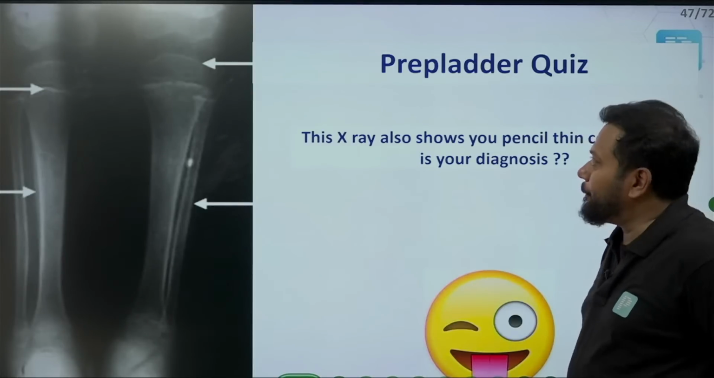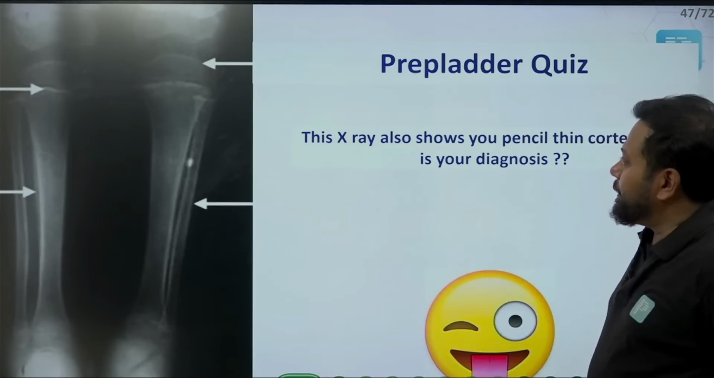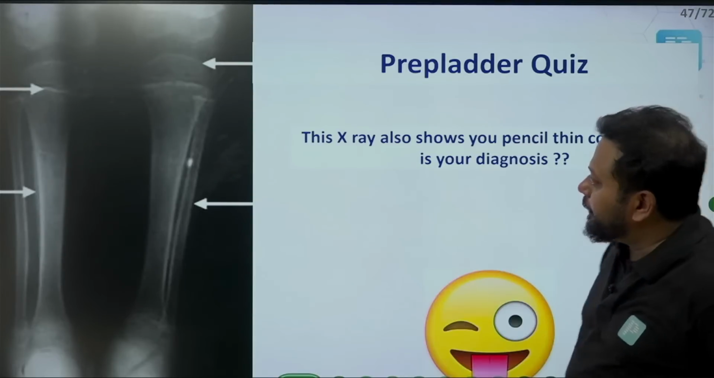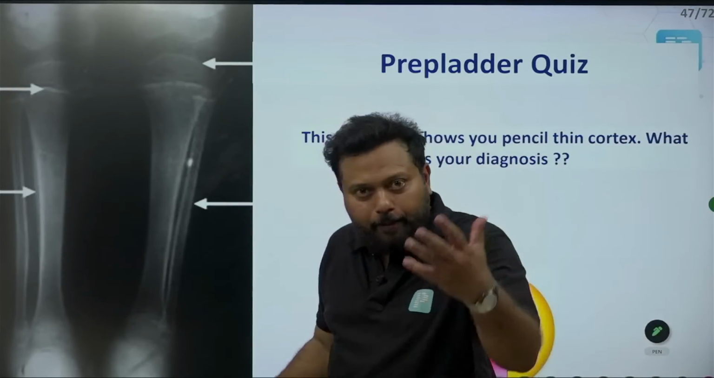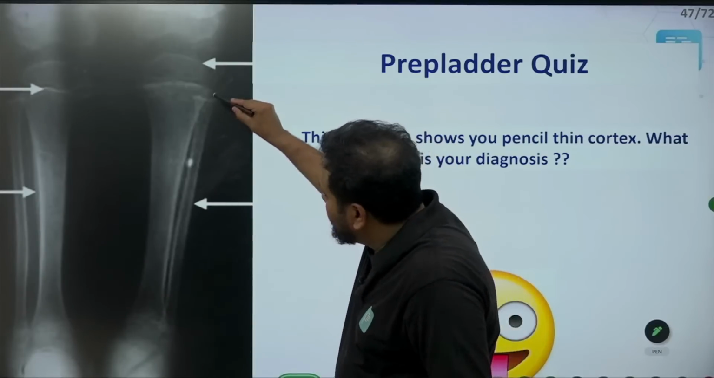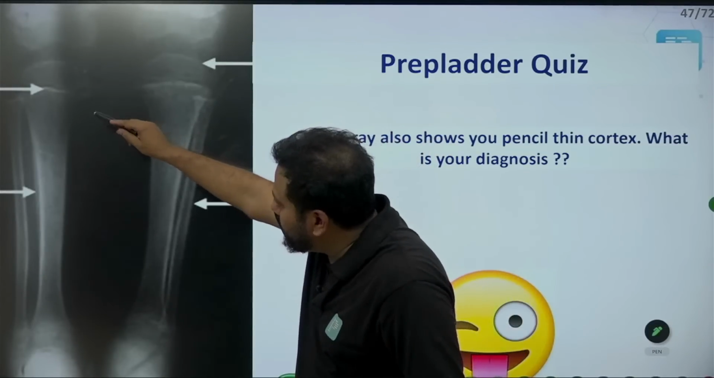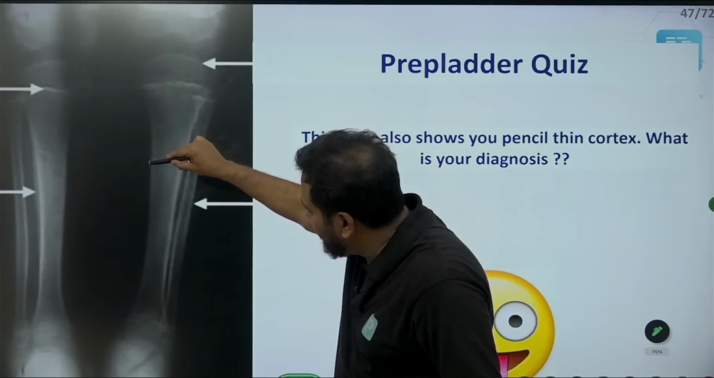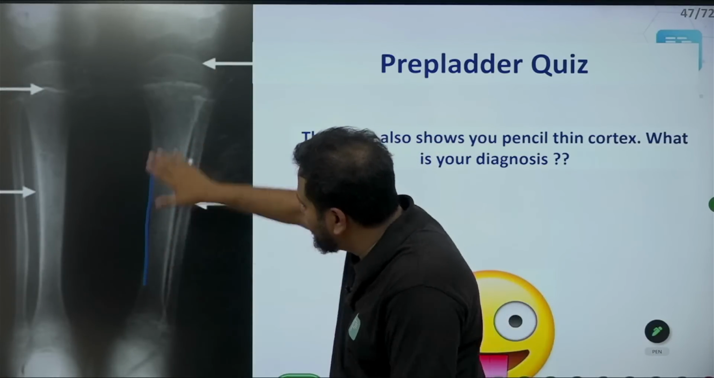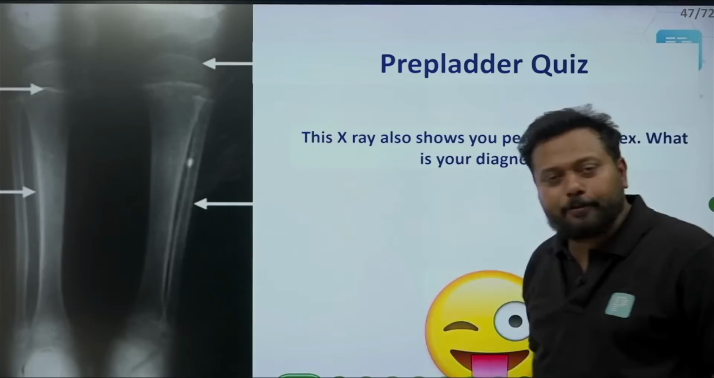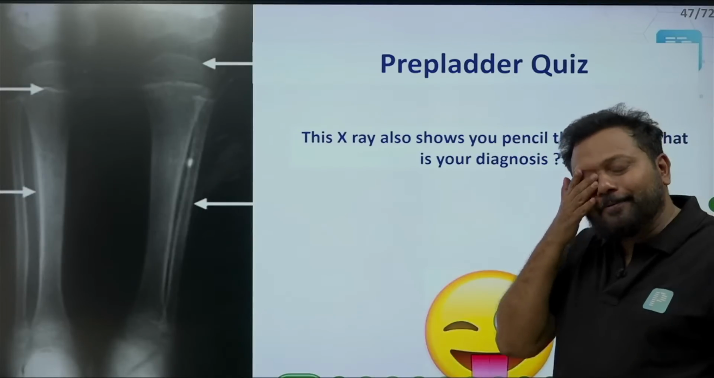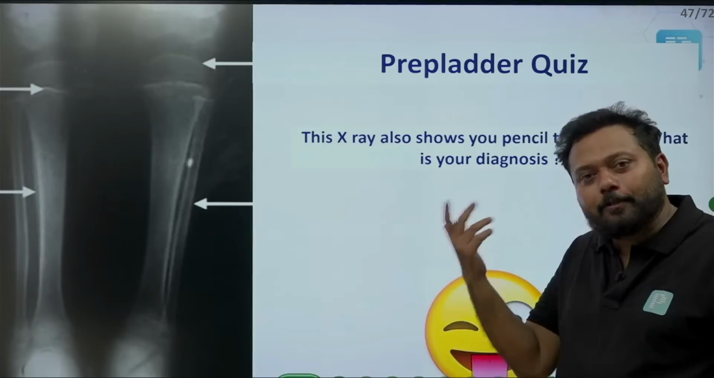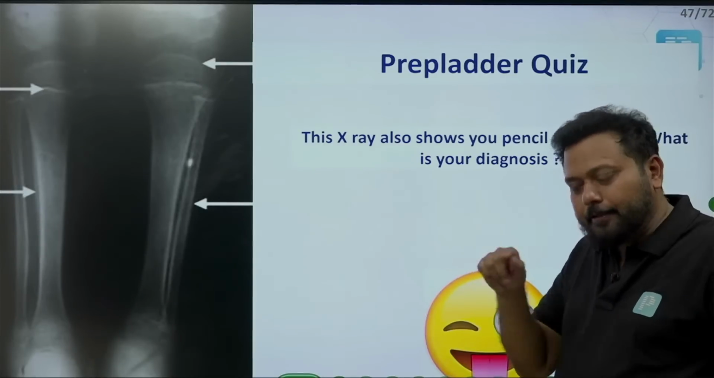Yes, Prepladder quiz. This X-ray also shows you a very pencil thin cortex. I think you are able to see very clearly. Cortex is very thin, very thinned out here. What is the diagnosis? Because pencil thin cortex means, as we studied just now, it is osteoporosis. Yes, there is a catch in this question.